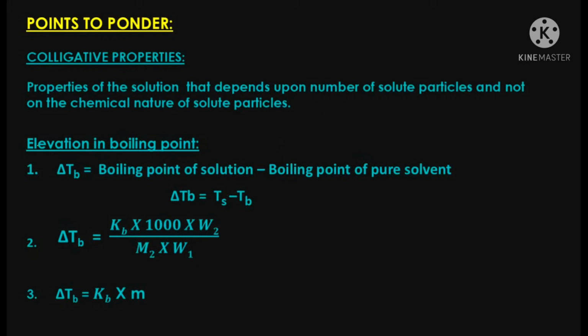Actually there are four types of colligative properties. One is elevation of boiling point, the next one is depression of freezing point, the next one is osmotic pressure, and another one is relative lowering of vapor pressure. In this session we are going to see some numericals coming under elevation in boiling point. Before starting we'll see the formulas, right? We express this elevation in boiling point with the term delta TB.